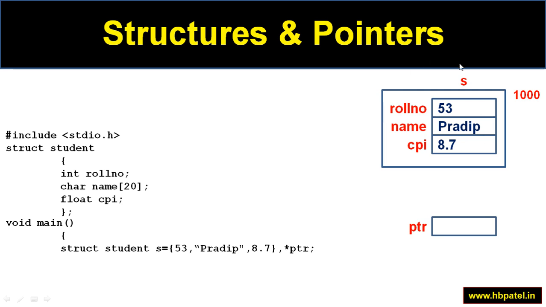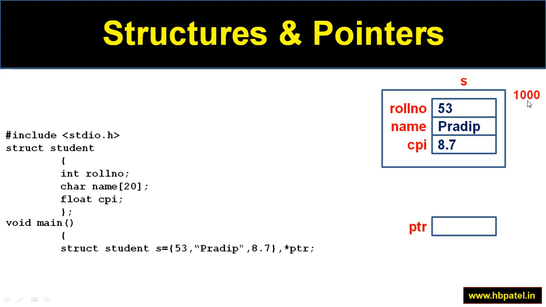Now let us see how it looks. So S is my structure. This is the whole structure with 3 members, roll number, name, CPI, and the value of S dot roll number is 53, S dot name is Pradeep, S dot CPI is 8.7. And let's say the address of this entire structure is 1000. In fact, the size is 2 bytes plus 20 bytes plus 4 bytes, so 2 plus 20 plus 4 is 26. So if it starts from 1000, the next structure would start from 1026, because the size of this structure would be 26 bytes.